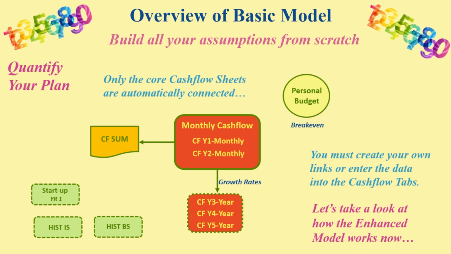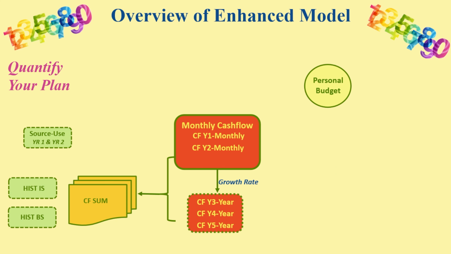Let's take a look now at how the enhanced model works. As you can see, the basic model is the foundation for the enhanced model. At the core are the same basic cash flow tabs. The personal budget is there as well. So is the startup tab, except it is called Source-Use, and it spans the first 2 years instead of just 1. The cash flow summary output report is there along with the historical income statement and balance sheet tabs.